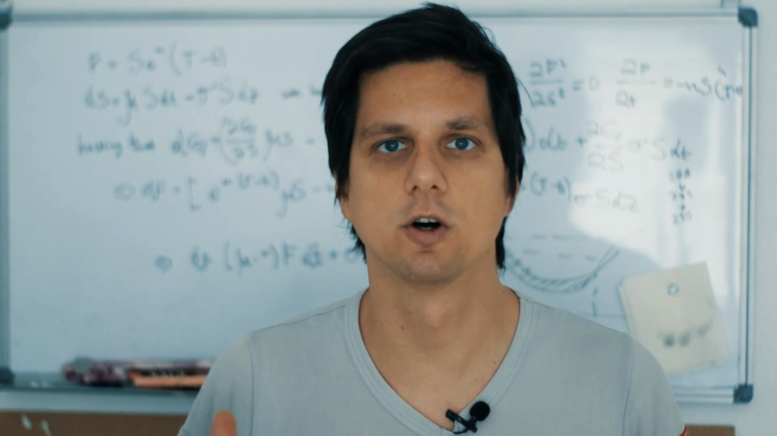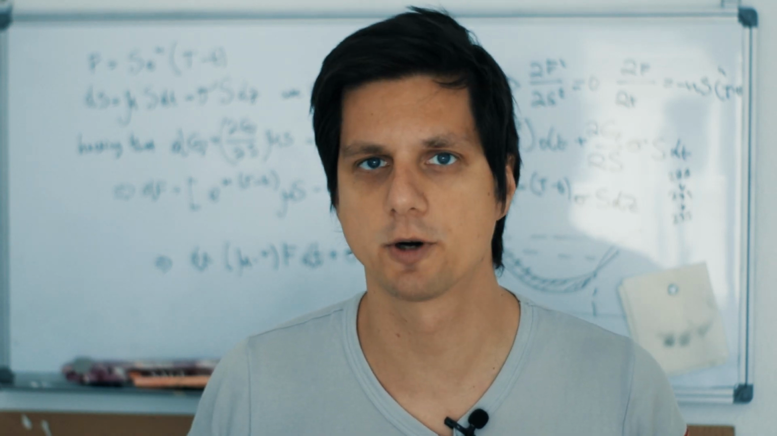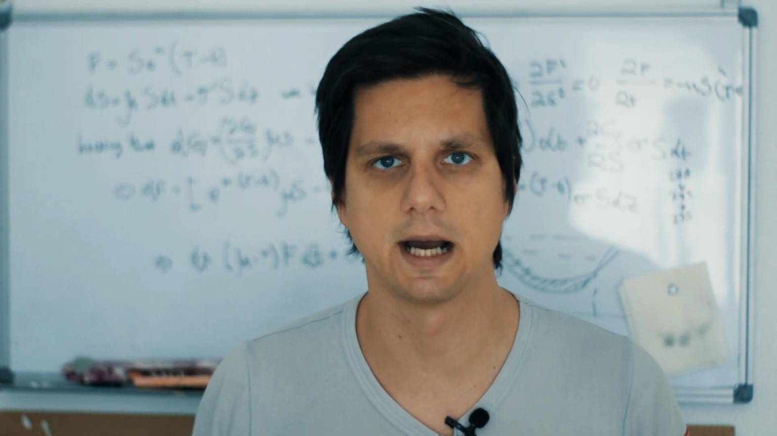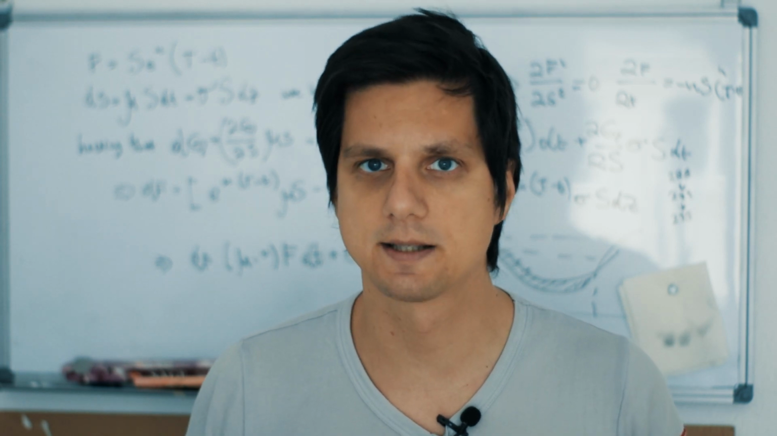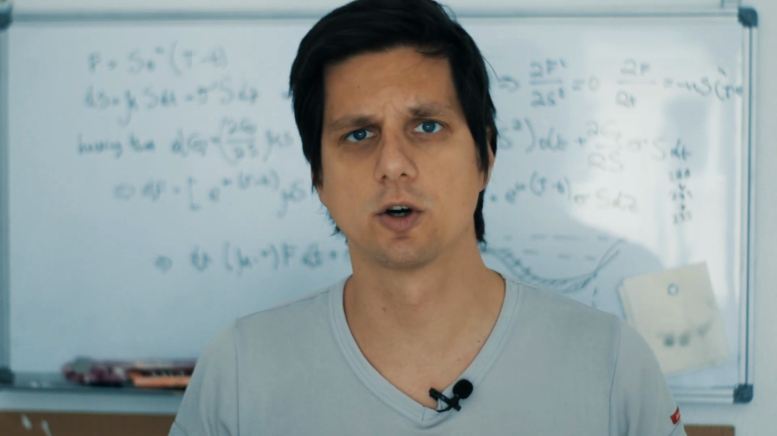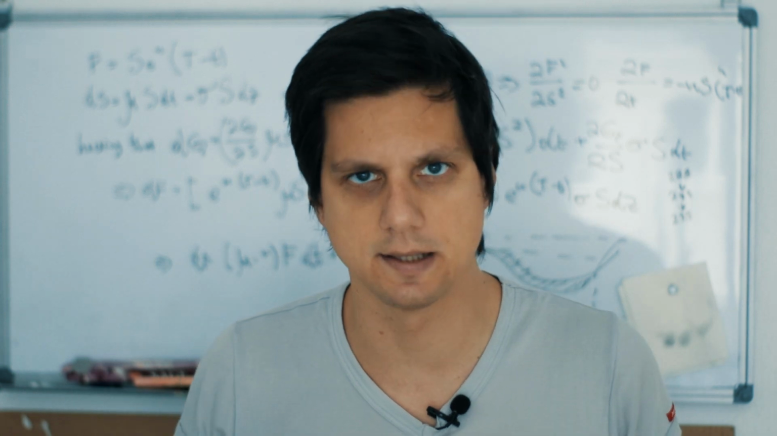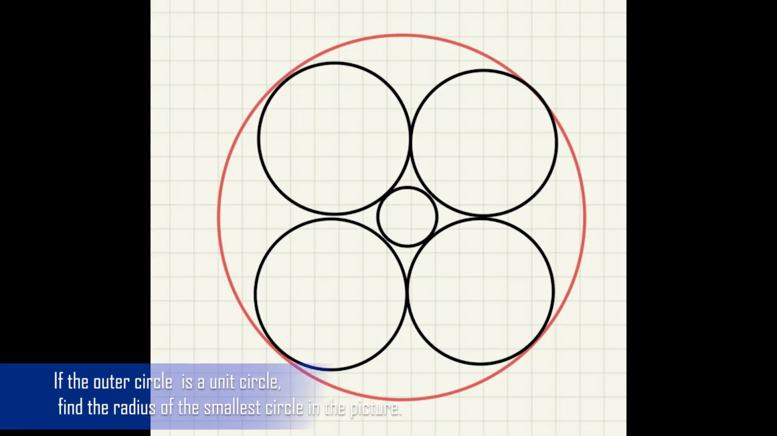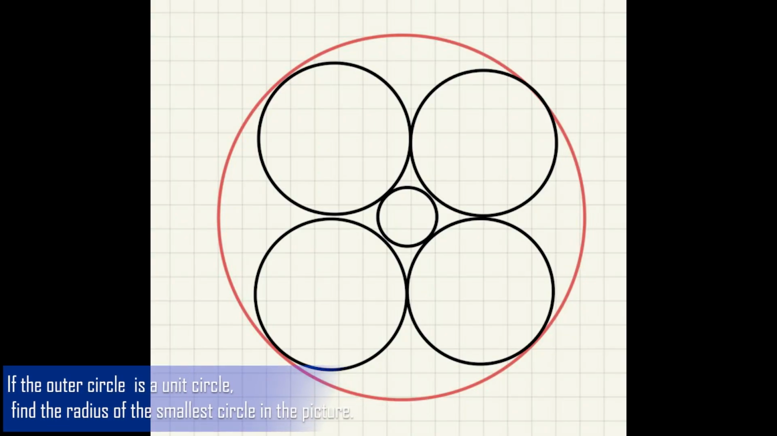People cannot simply solve this relatively easy geometry problem that is circling online, and they're always sending me text messages asking me, can I solve it? But it's super easy. If the outer circle marked in red is a unit circle, find the radius of the smallest circle in the picture.